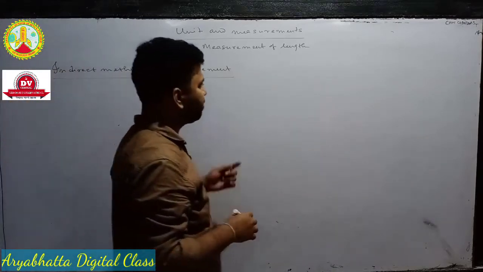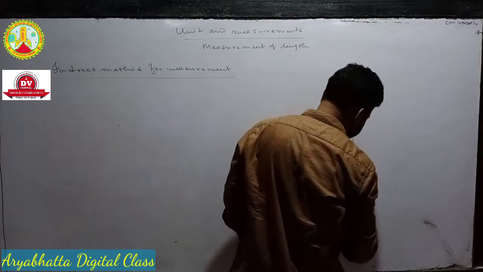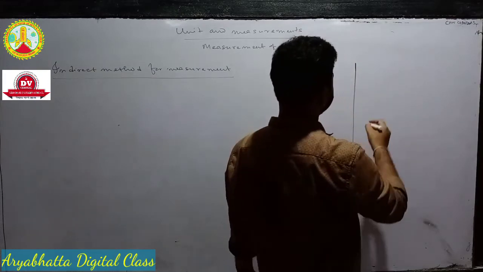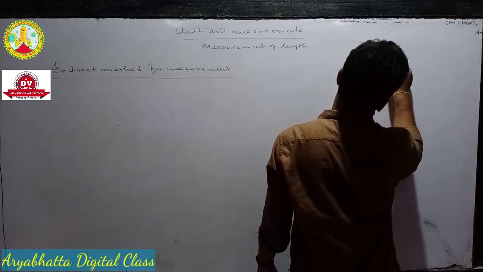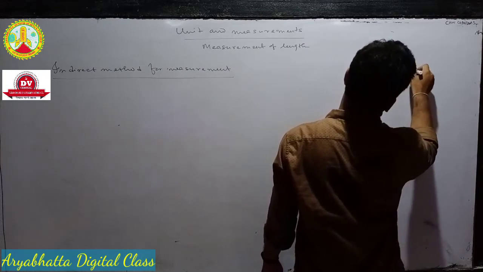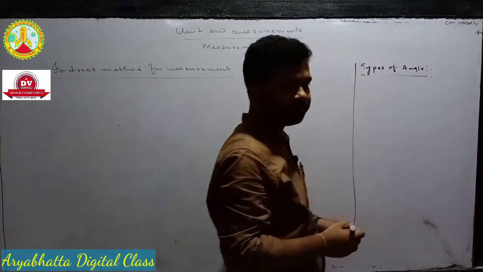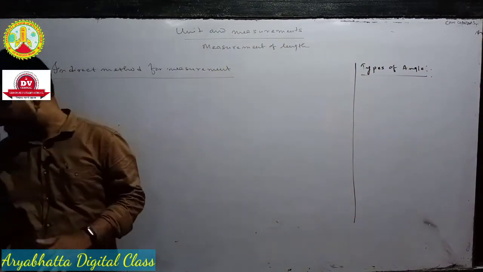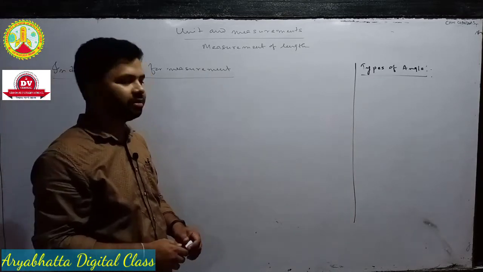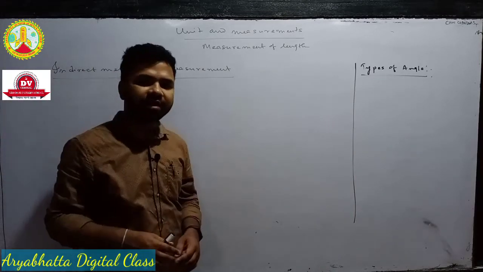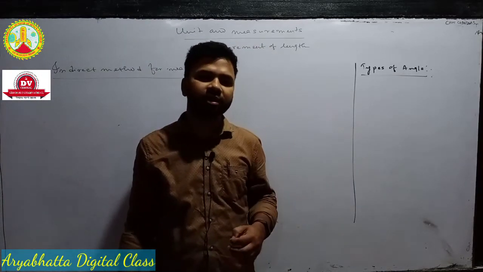Before discussing this, let us discuss an extra topic, that is types of angle. Angles are of how many types? Till now you only know about one type of angle, that is plane angle, but there is one more type of angle, that is known as solid angle. So what do you mean by solid angle?